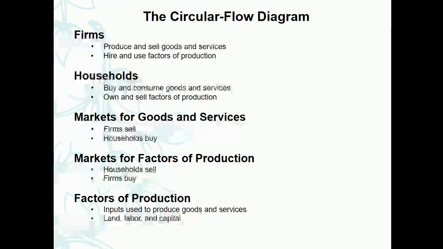You have two actors, that is firms and households. Households own the factors of production. They sell and rent them to firms for income. Households are also consumers and they buy and consume goods and services. Now, firms buy or hire factors of production and use them to produce goods and services and sell those goods and services in the market.